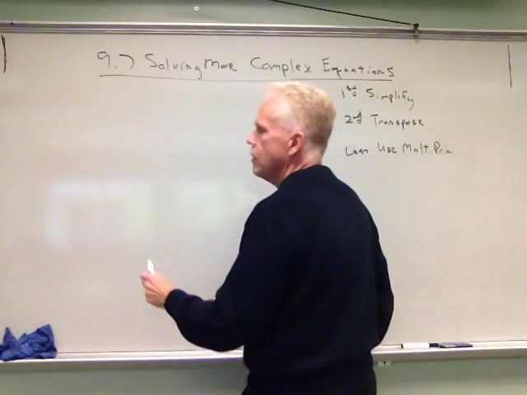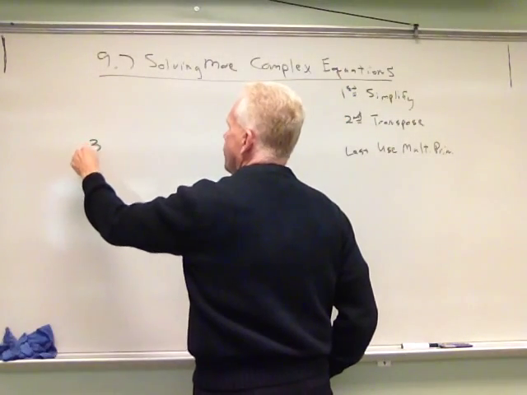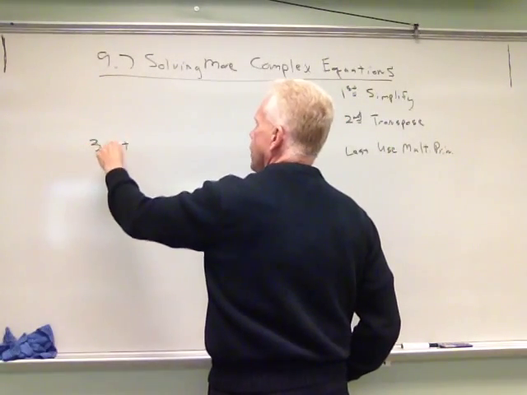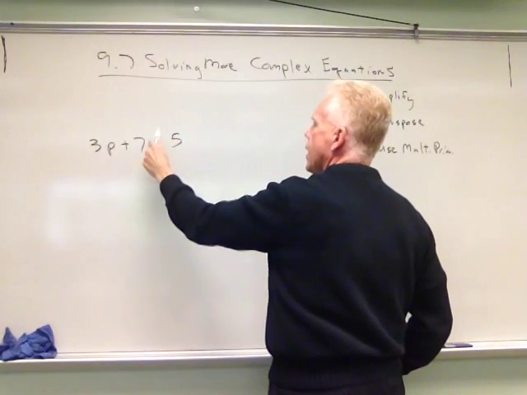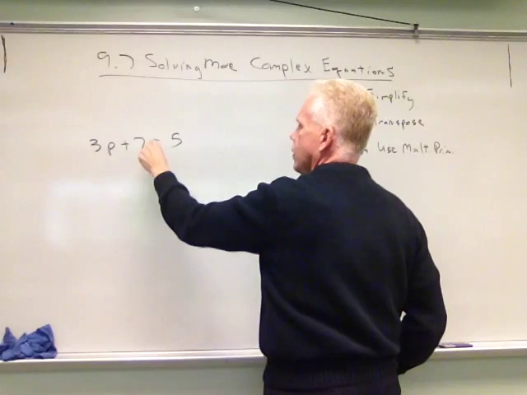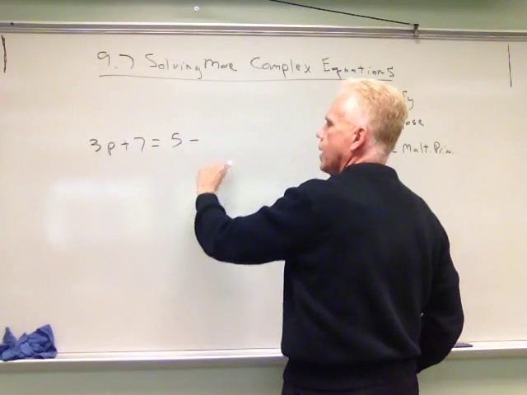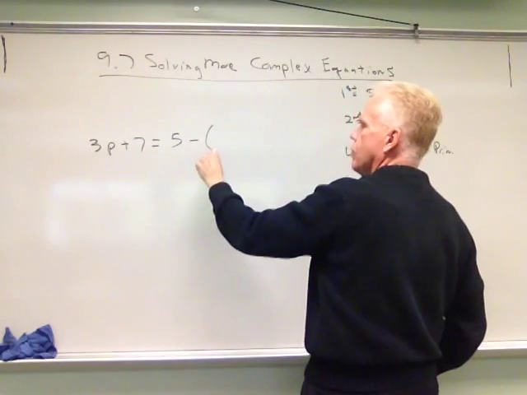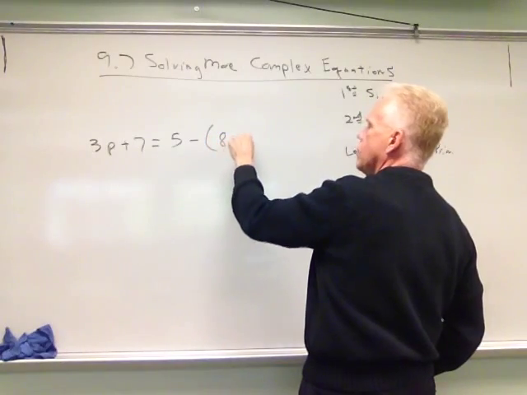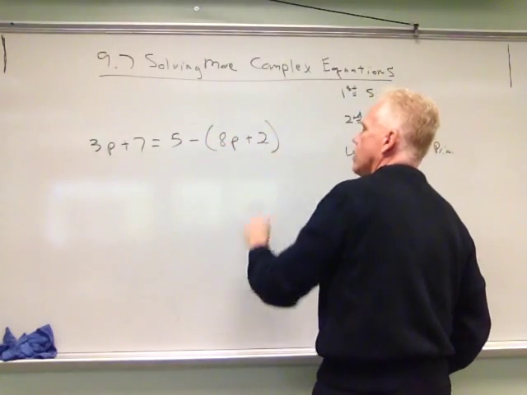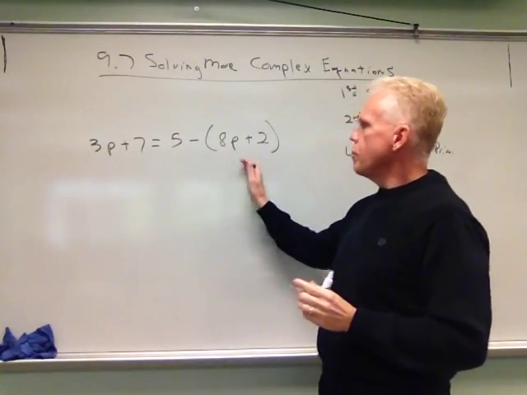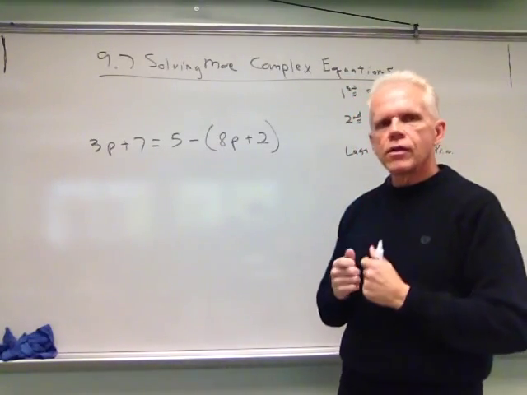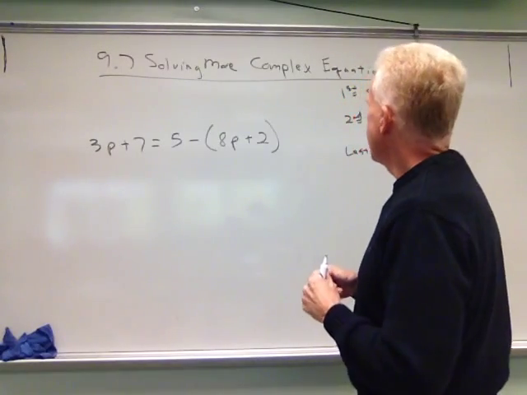So let's take a look at 3p plus 7. 3p plus 7 equals 5 minus, and then in parentheses, 8p plus 2. All right. I wanted to do this one because of the minus in front of the parenthesis here. Let's take a look and see what happens, and you'll see what I'm getting at here.